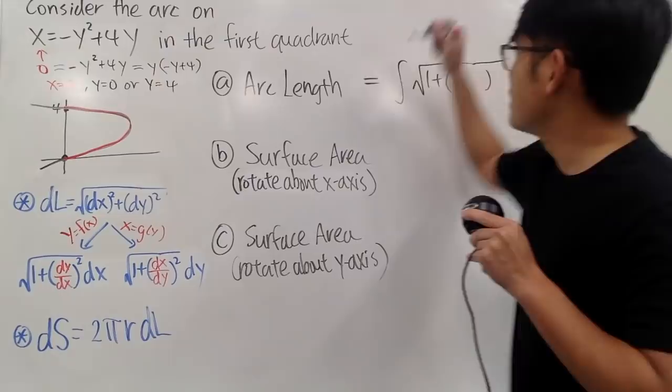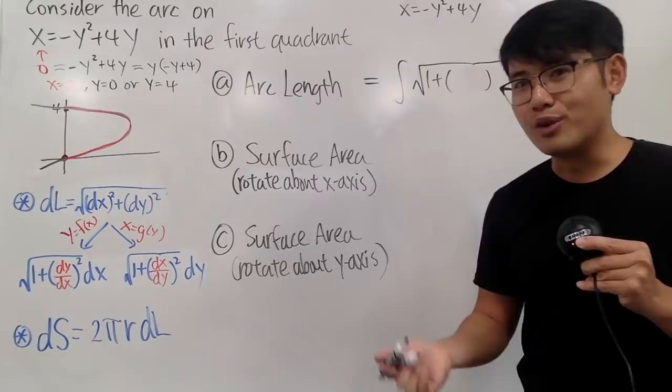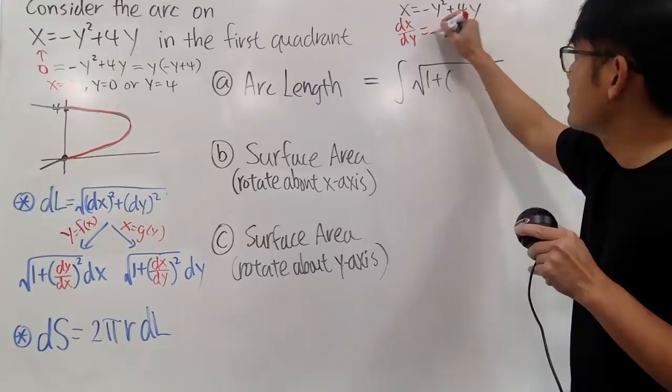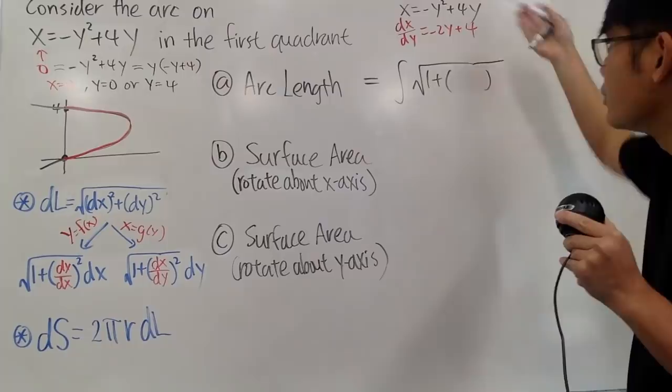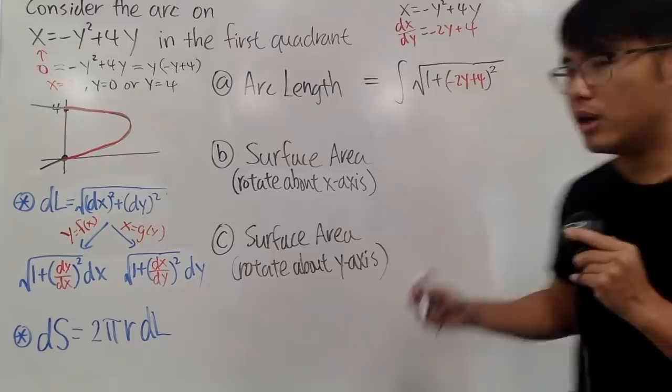We know x is equal to negative y squared plus 4y. dx dy is just, look at this equation and do your usual derivative. But you treat x as your dependent variable now and y as your independent variable. And just go ahead and do it the usual way. You get negative 2y plus 4. Okay? And you put this right here inside. Negative 2y plus 4. And don't forget the little square right here. And in this case, we are in the y world. So put down the dy here.